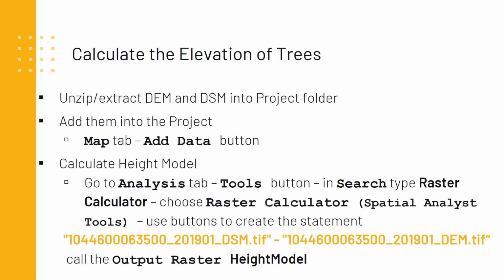So you're going to go to your Analysis tab, the Tools button, and in the search, you're going to type raster calculator. You're going to choose the raster calculator Spatial Analyst tools. This is going to open up the tool. You're going to use the buttons to create the statement below, which is basically the dsm.tif minus the dem.tif. Then I'm going to suggest you call your output raster height model.